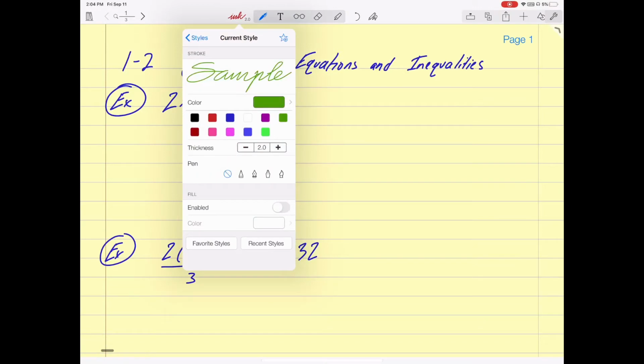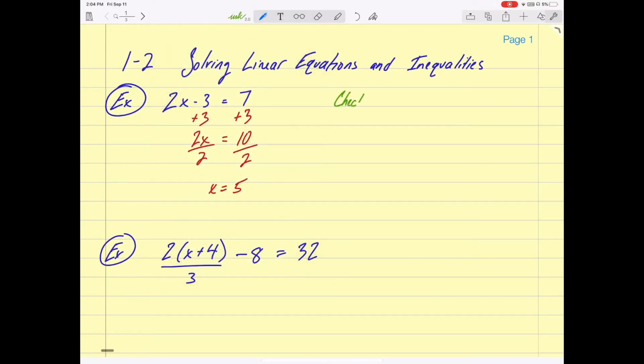If you wanted to check that, which is something that you should do, you'd plug it into the original equation and just check to see if it's true. So this is 10 minus 3, and 7 equals 7 is a true statement. Therefore, x equals 5. Basically, we're just going to do that same thing while adding a variety of numbers and everything.